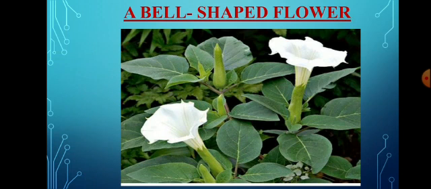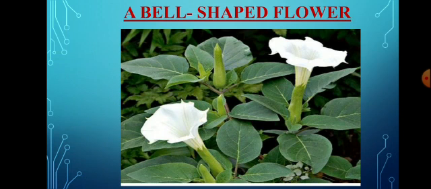Then there is a bell-shaped flower. Then some flowers are very small, for example, crotons. In crotons, there is a little flower. So the leaves are very attractive, many colors are there in the leaves. The flower is not attractive, it's very small and tiny. Some plants, for example, rose and sunflowers, are very attractive for humans and animals also.